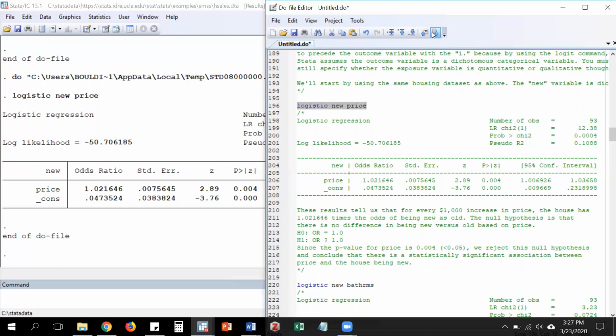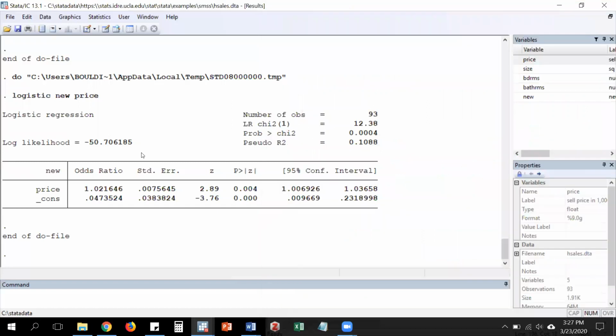And so we get this output here. It has a little bit less information than the linear regression model above did. Still tells us the number of observations, so that's important to check. 93, that's every observation in this data set, so that's good news. And you can also look at the pseudo R-squared. We can't calculate the R-squared in this case directly, but about 11% of the variability in whether or not the house is new is explained by the price of the house. So a pretty small percentage.